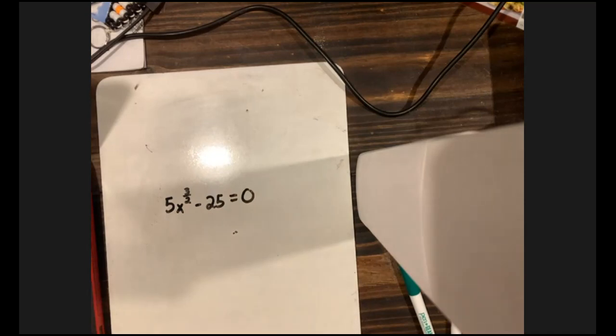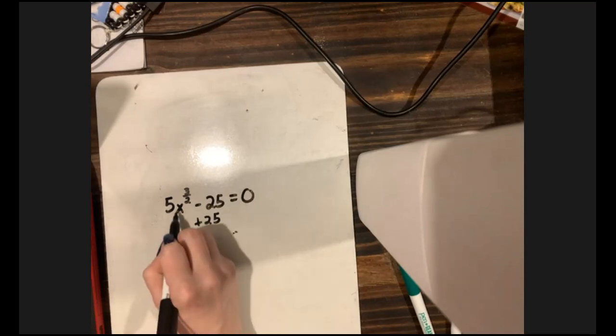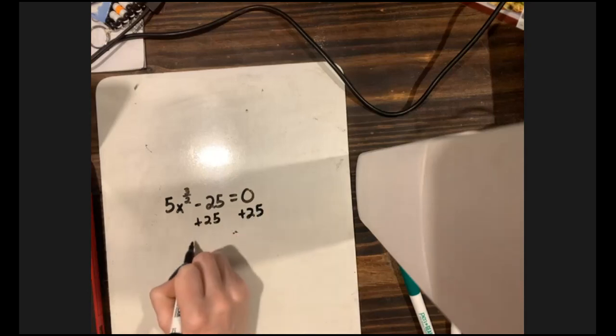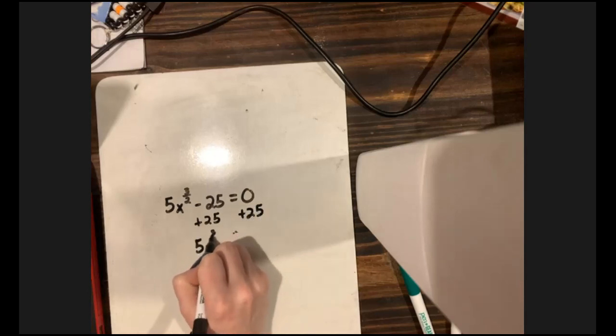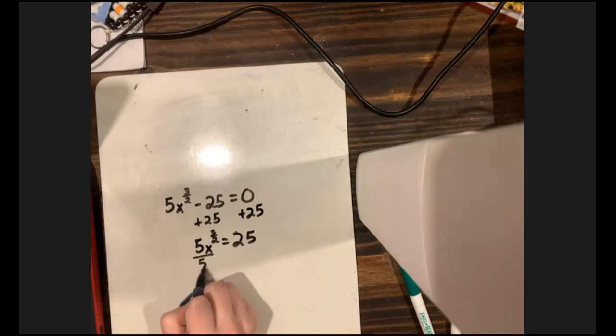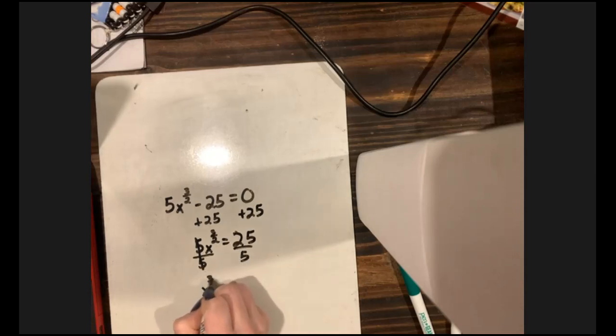So what we're going to do first is get that x to the 3/2 by itself. I'm going to add 25 over here. So now I've got 5x to the 3/2 equals 25. I'm going to go ahead and divide by 5, get that off the front. So now I've got x to the 3/2 equals 5.